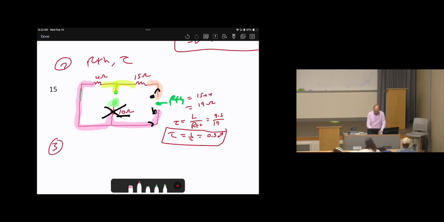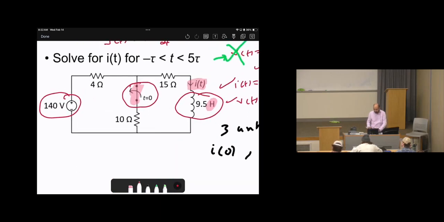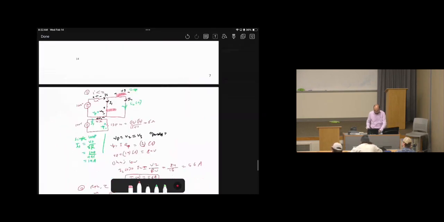Step number 3, after a long time when t equals 5 tau, or in other words, t equals infinity. So we will use this to calculate IL of infinity. So what's the difference between this one and step number 1? It's very similar to step number 1, but the difference is to apply the final switch state. So let's look at the switch. Here is the switch. The final switch status will be open. So I'm going to draw the circuit, which is something similar to this, but the switch will be open.